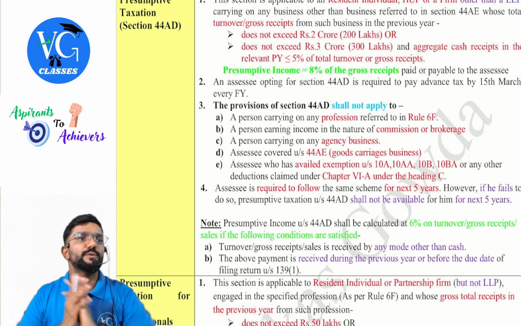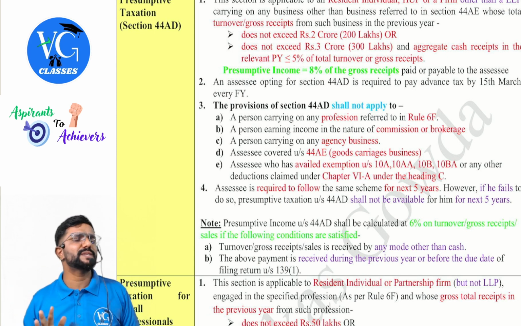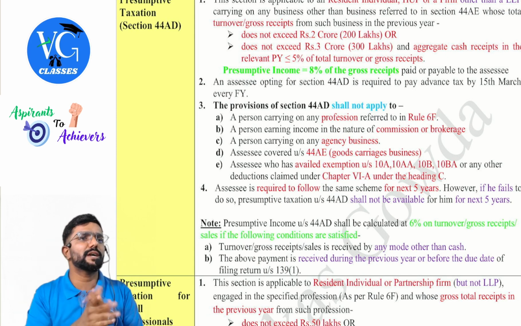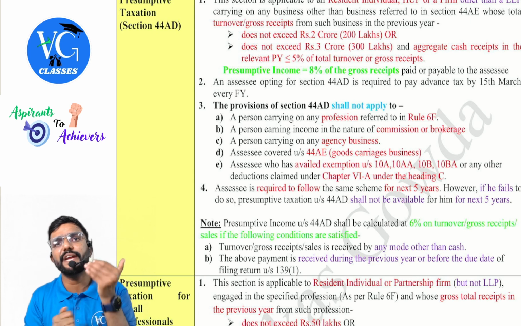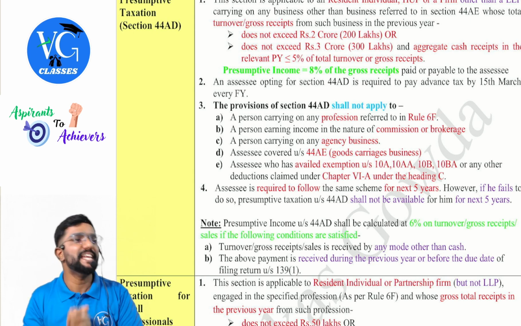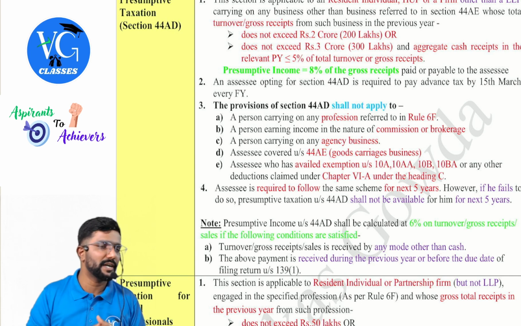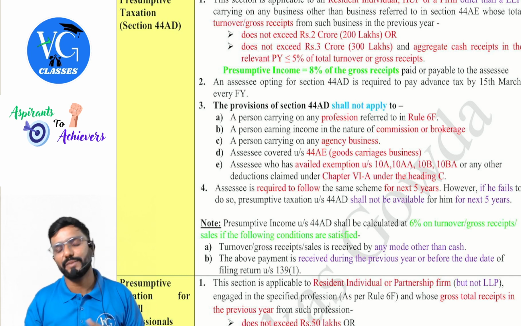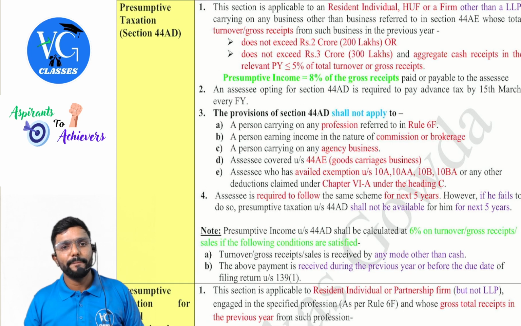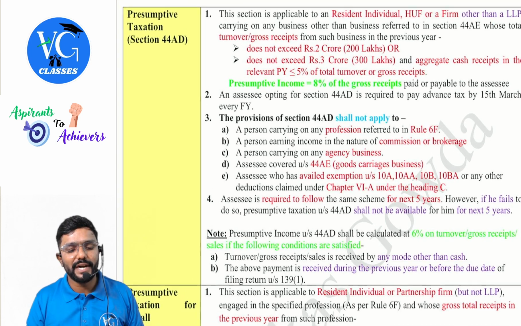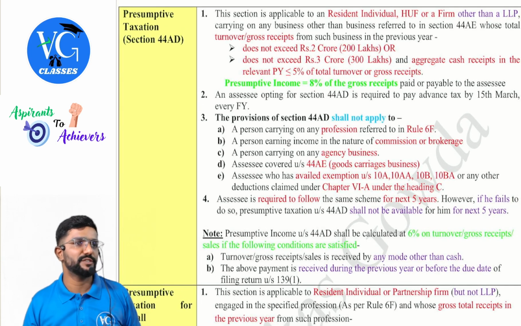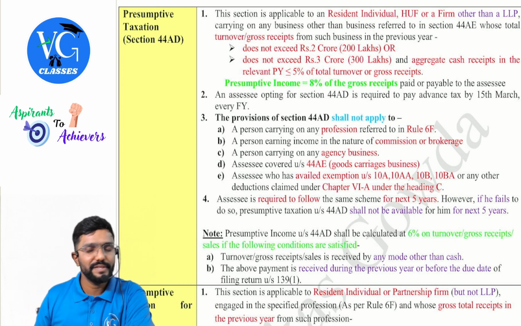Next, presumptive schemes, guys. Not all presumptive schemes are covered for you. Only 3 presumptive schemes are covered in your intermediate syllabus: 44AD, 44ADA, and 44AE. There are other presumptive schemes also, like 44B, BB, BBB and all. That is not a part of your syllabus. Okay. Presumptive taxation under section 44AD is for business. For professions, we have 44ADA. Okay, we will see what it is.